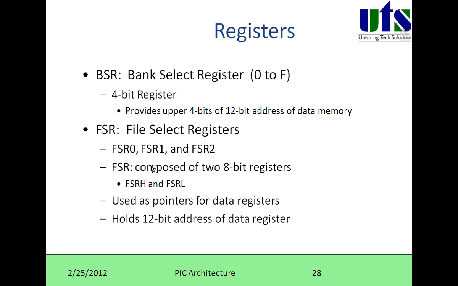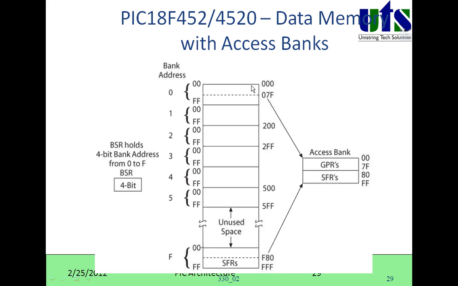Next, bank selection registers and file selection registers. What are the bank selection and file selection registers? Okay, all the data registers and the basic working registers are arranged in some banks. You can see in the next slide. So this is the complete banks. In total there are 16 banks, and each bank has 256 bytes of memory.